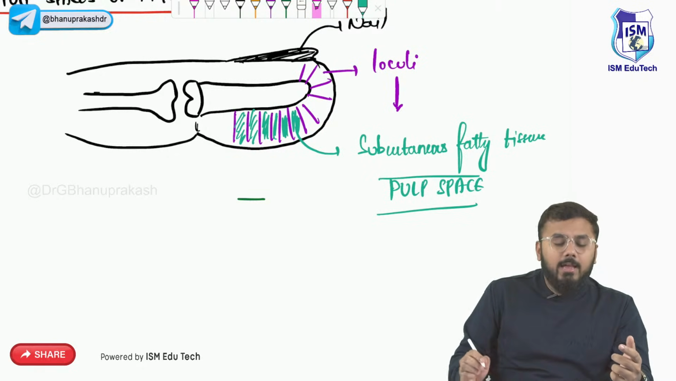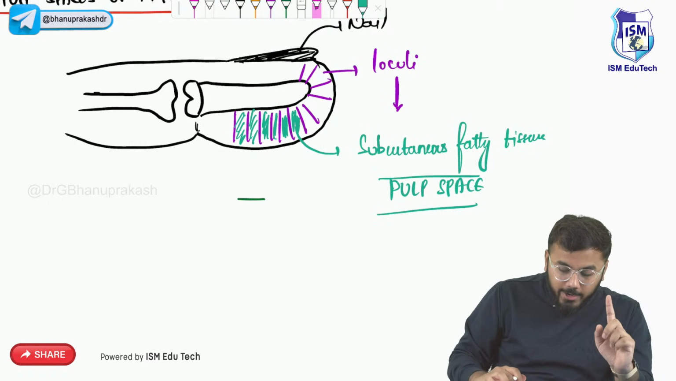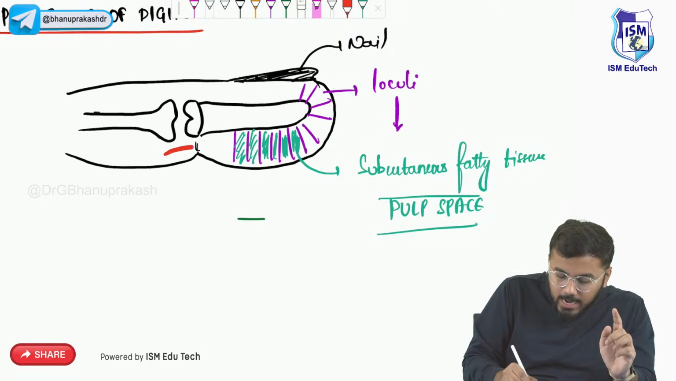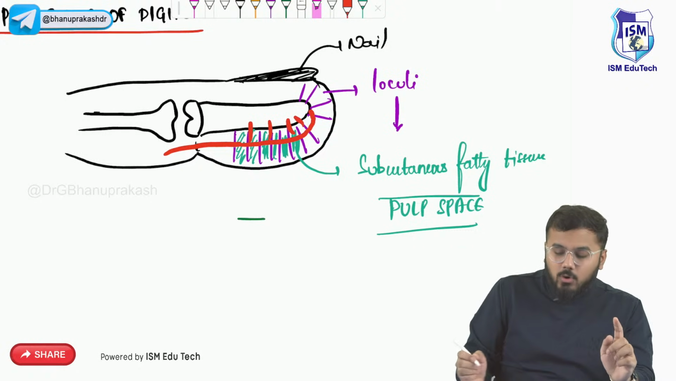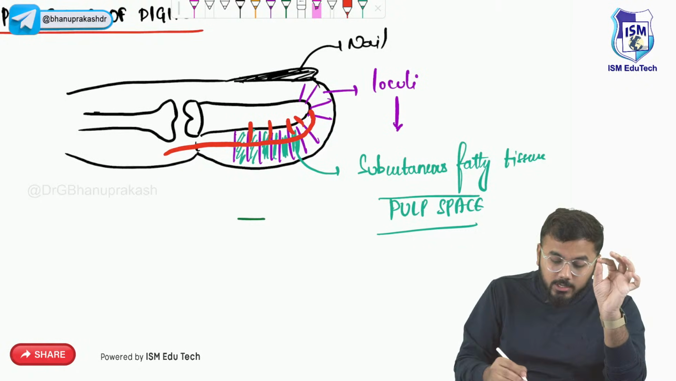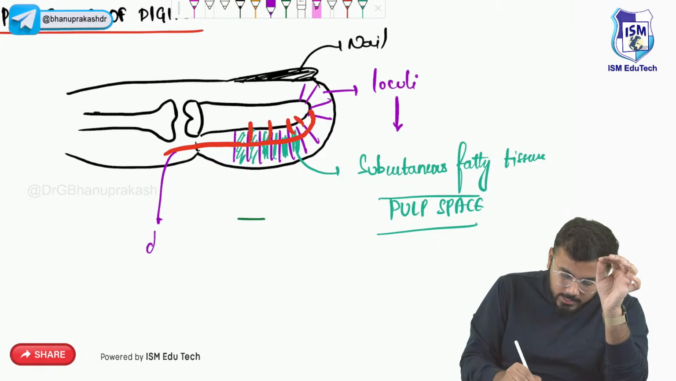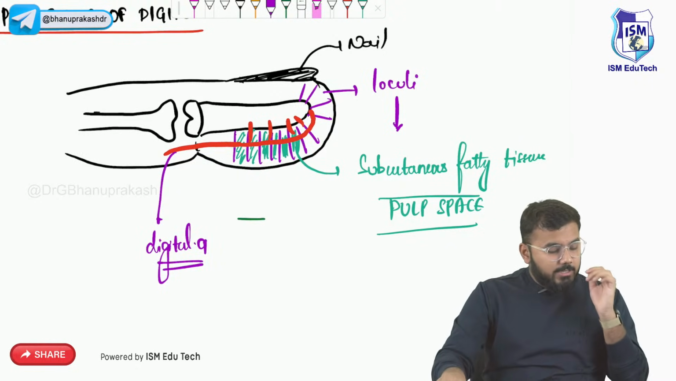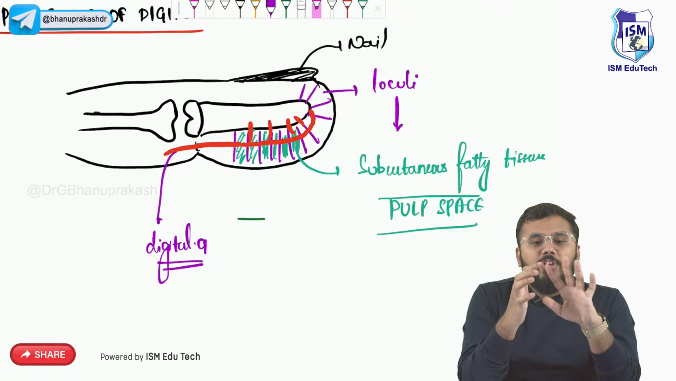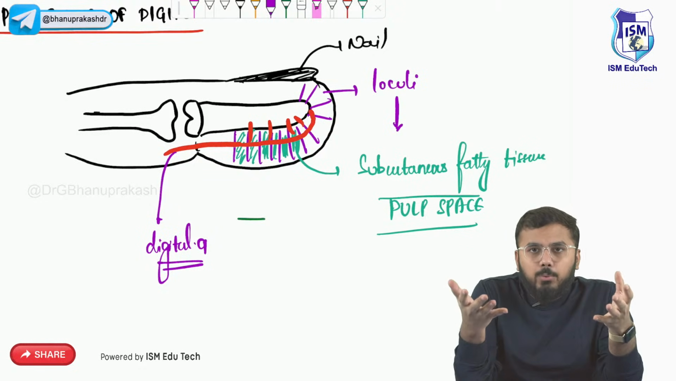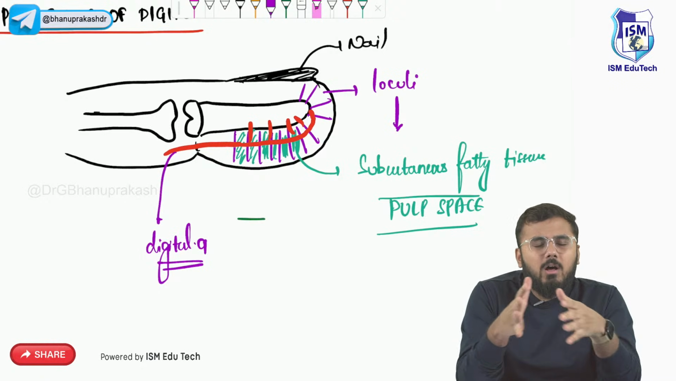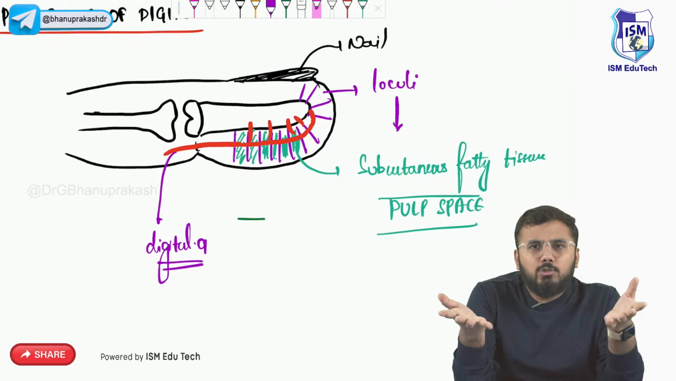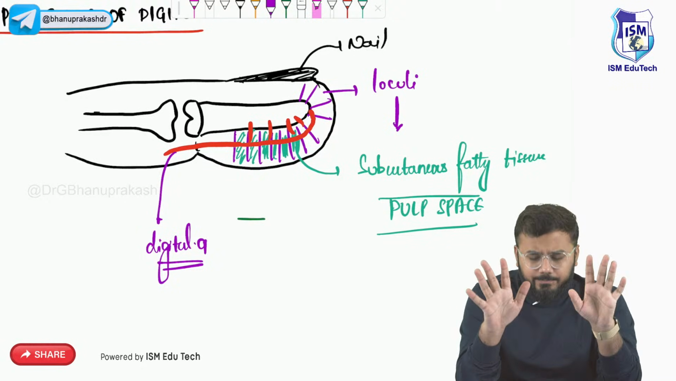Pulp space. Why am I telling you this? One more point: there is an artery which comes all the way like this and supplies here. This artery is called the digital artery. Why am I stressing this? Because fingertips are more commonly prone to any kind of injury, right? Either heat or trauma or whatever it is, fingertips are more exposed to injuries, isn't it?